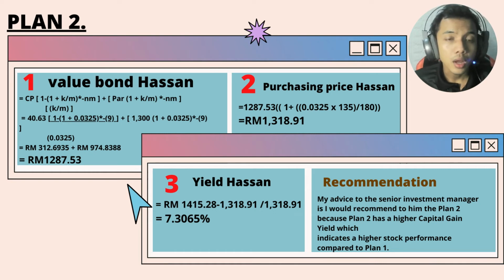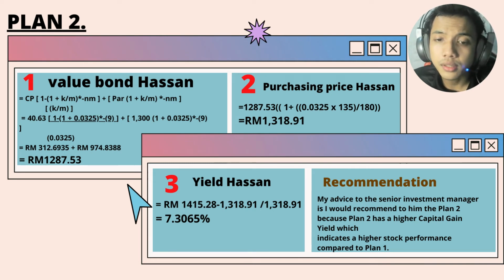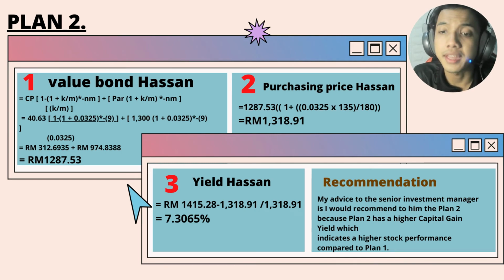7.3065%. Okay. From plan A and plan B, my advice to the senior investment manager is I would recommend to him plan 2 because plan 2 has a higher capital gain yield, which indicates a higher stock performance compared to plan A.